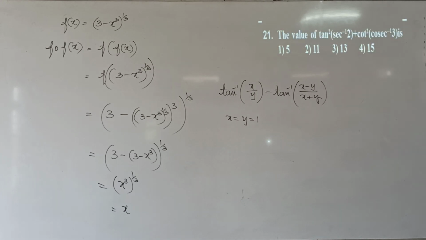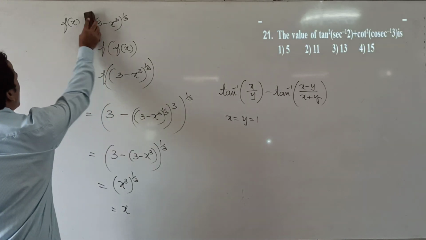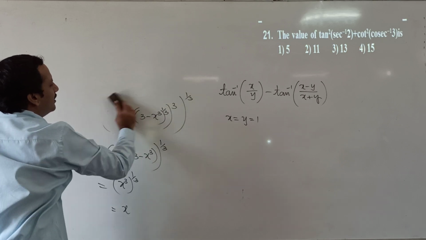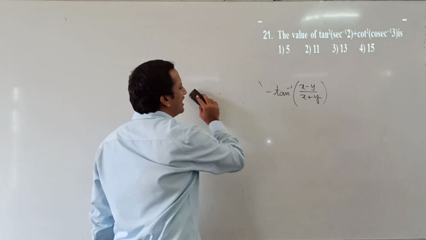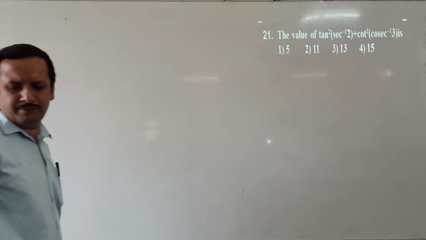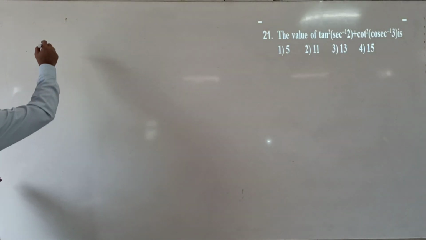Third option. Then the value of tan square secant inverse 2 plus cot square cosecant inverse 3 is: tan square secant inverse 2.